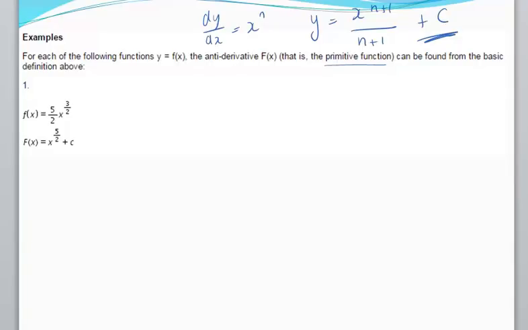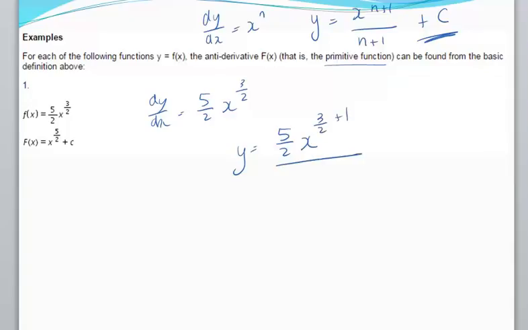Here we've got dy on dx equal to 5 on 2 x to the power of 3 on 2. So we're going to say y is equal to 5 on 2 x to the power of 3 on 2 plus 1, divided by 3 on 2 plus 1. Here 3 on 2 plus 1 becomes 5 on 2, and here 3 on 2 plus 1 becomes 5 on 2.